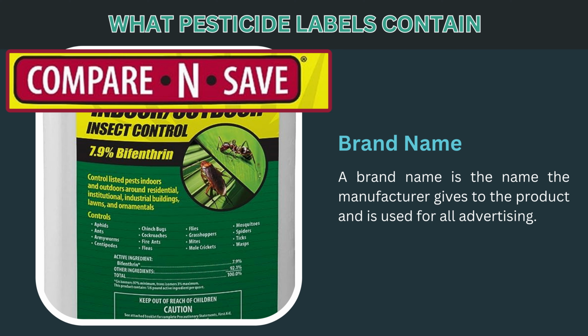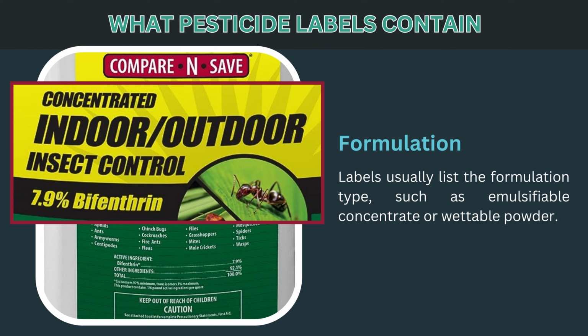First is the brand name. A brand name is the name the manufacturer gives to the product and is used for all advertising. We also have the formulation. Labels usually list the formulation type, such as emulsifiable concentrate or wettable powder.